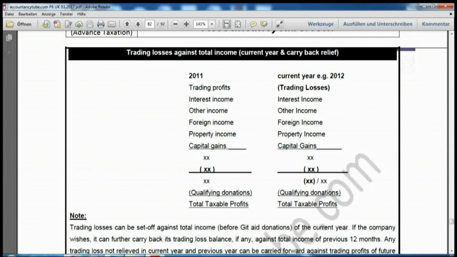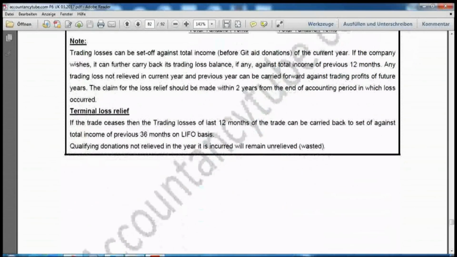Now, when you talk about the future, that can only be relieved against the trading profit, not total income. Alright, then it says the claim for loss relief should be made within 2 years from the end of the accounting period in which the loss occurred. As far as terminal loss is concerned, if the trade ceases, then the trading losses of the last 12 months of the trade can be carried back. Let me move down the notes as well. I forgot, we are looking at the trading terminal loss. The last 12 months of the trade can be carried back to set off against total income of the previous 36 months.